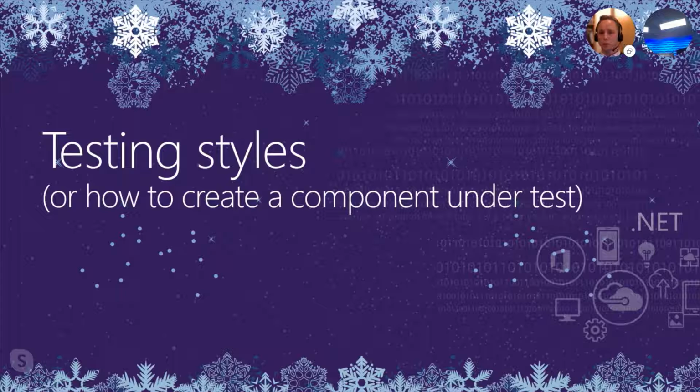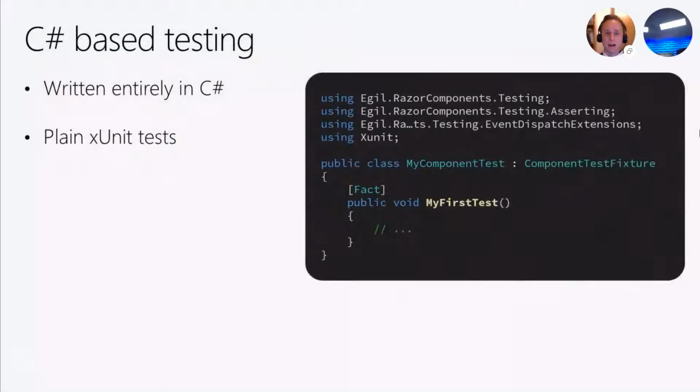The primary difference between the testing styles is how we create the component under test and any HTML fragments we might need in our tests. The first style we'll look at is the C#-based testing style. It's basically the same thing as Steve showed earlier. My library does it a little bit different, but you should basically see the same concepts and patterns here.